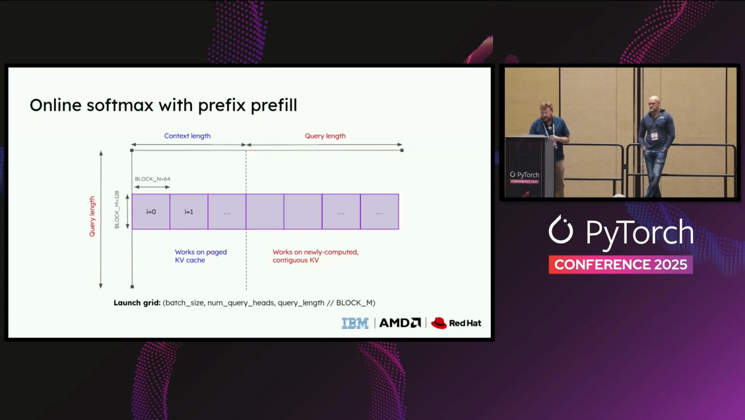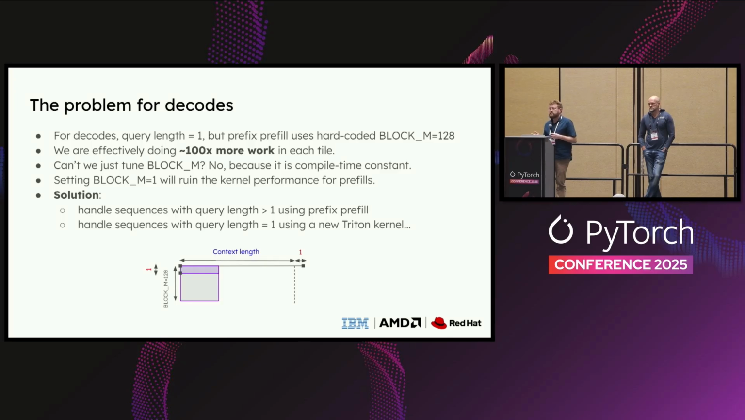So what's wrong with this? For decodes, the query length is 1, but we've hard-coded block M to be 128 tokens. That means for decode sequences, each program and every tile is doing like 100x more work than it needs to. You'll look at this and say, that's dumb. Why don't we just tune block M? Why don't we make it smaller, even set it to 1? But of course, doing that will ruin the performance for the other sequences.